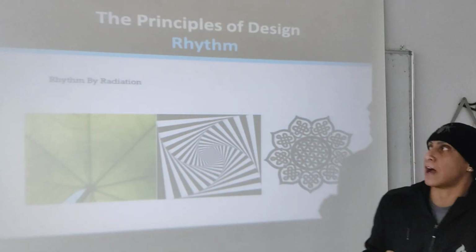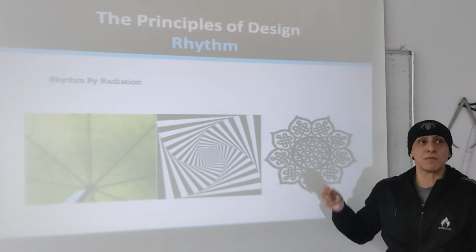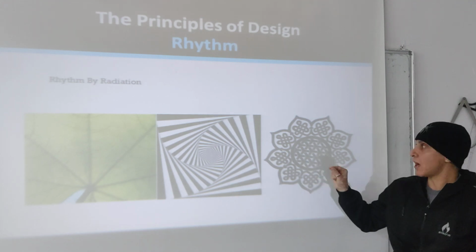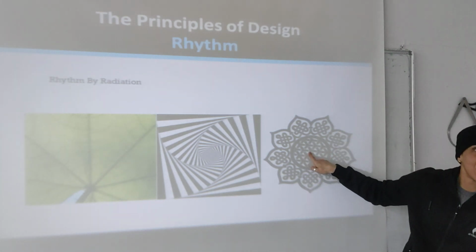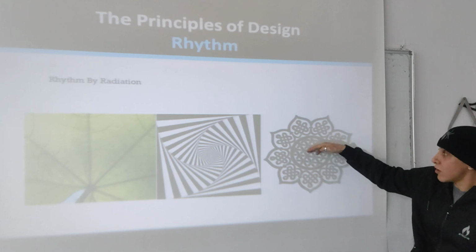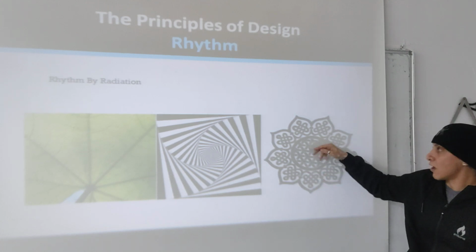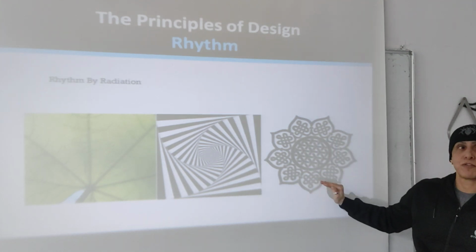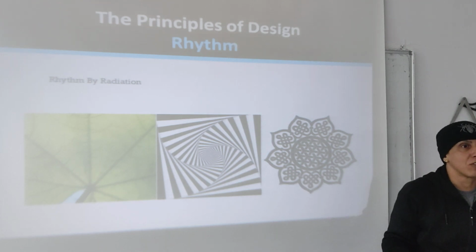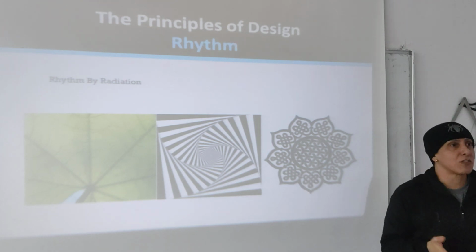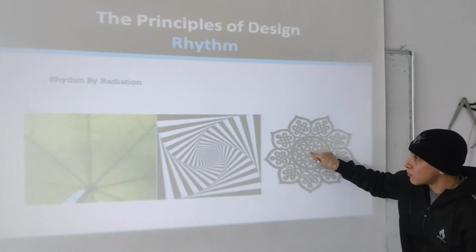Now we have another type, radiation, rhythm by radiation. When we say that, it means we have a center. A center from which rhythm starts. A center from which repetition of some element starts. Shapes or lines or colors or whatever, okay? So from a center.